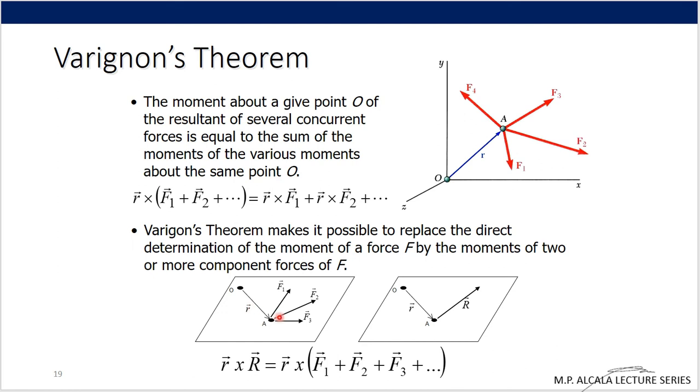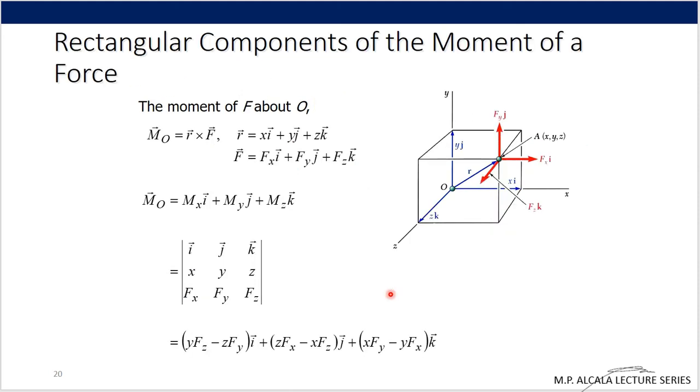So in this case, if you have so many forces, first I can simply get the resultant from our lectures 3 and 4, right? We can easily get this, and then get the moment arm and the cross product, and you will get the moment. Okay? So the rectangular components of the moment of a force: the moment of F about O is simply R cross F, like this. So you can easily again use Cramer's rule or the determinant matrix in order for you to solve. Okay?